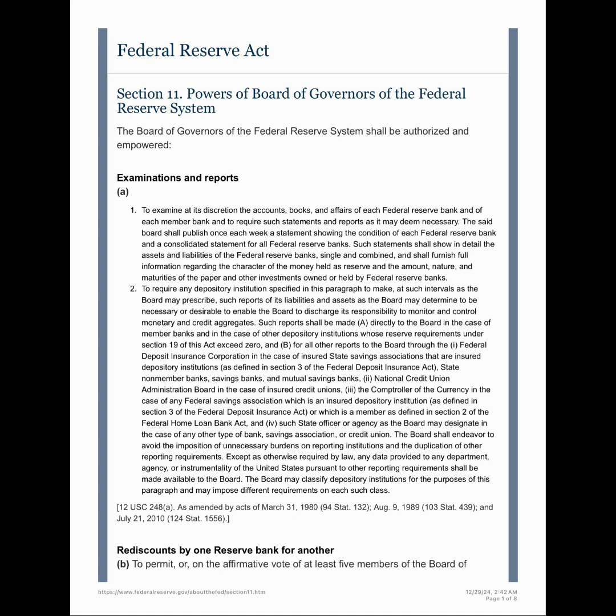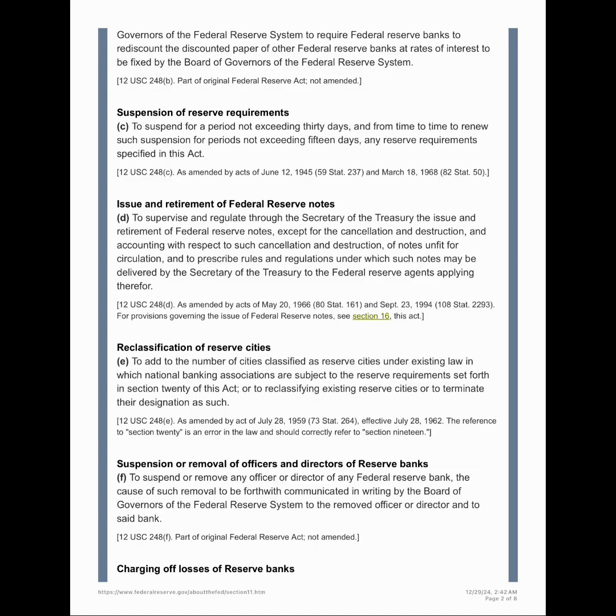Can you elaborate on the scope and purpose of these reporting requirements? The board can demand reports on assets and liabilities at intervals they deem necessary. This allows them to monitor and control monetary and credit aggregates, crucial for effective monetary policy. The reporting is tailored, with different requirements for different classes of institutions. This seems to involve a significant amount of data collection. How does the board manage this, and what measures are in place to avoid unnecessary burdens on reporting institutions?